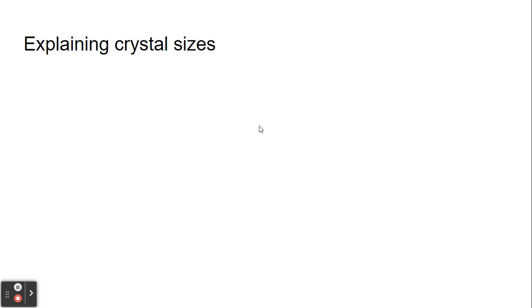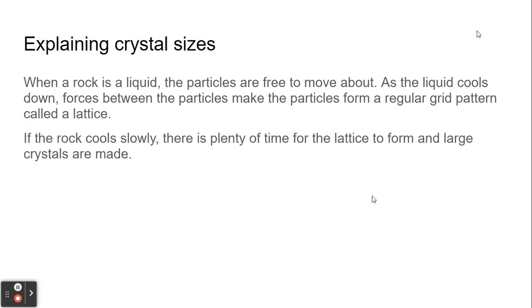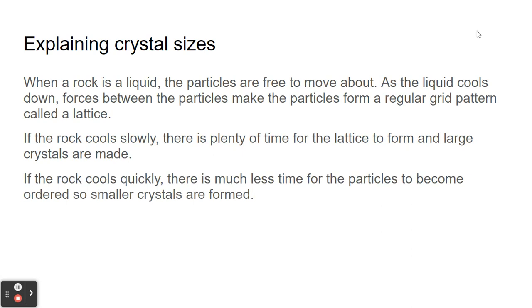So why do the rocks have different crystal sizes? When a rock is a liquid, the particles are free to move about. As the liquid cools down, forces between the particles make the particles form a regular grid pattern called a lattice. If the rock cools slowly, there's plenty of time for the lattice to form and large crystals are made. If the rock cools quickly, there's much less time for the particles to become ordered, so the smaller crystals are formed.